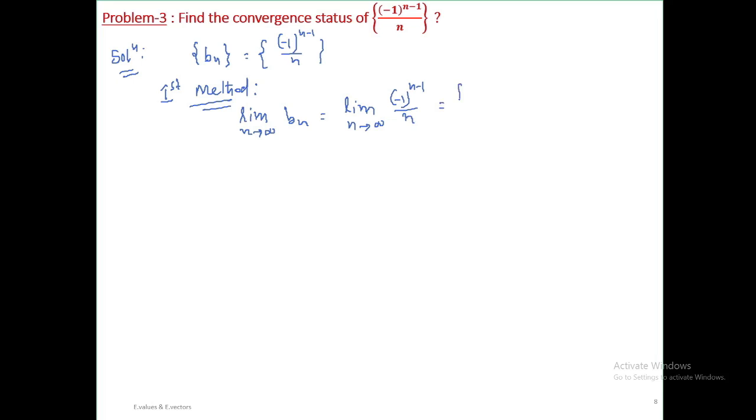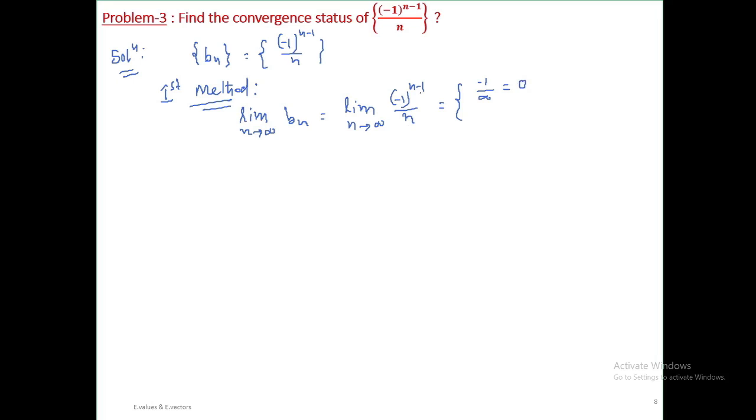If you are unable to find limits, then go to the second method. If n becomes infinity, if infinity is an odd number, you will get a different value. If infinity is an even number, you will get a different value. For example, if n is an even number, then n minus 1 is an odd number. So minus 1 whole to the power of an odd number is minus 1, divided by n. n is an even number, right? So for a large even number, this will be, what can I say, 0.